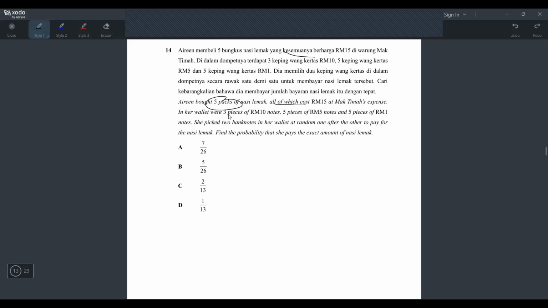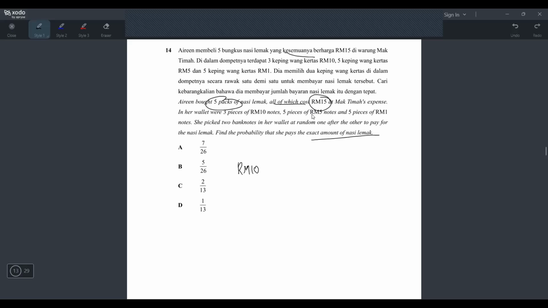In her wallet, there were 3 pieces of 10 ringgit notes, 5 pieces of 5 ringgit notes, and 5 pieces of 1 ringgit notes. She picks 2 bank notes in her wallet at random, one after the other, to pay for the nasi lemak. Find the probability that she pays the exact amount for the nasi lemak. Let me think. She has to pay 15 ringgit to the counter, right? And then she has 3 pieces of 10 ringgit notes. So RM10.